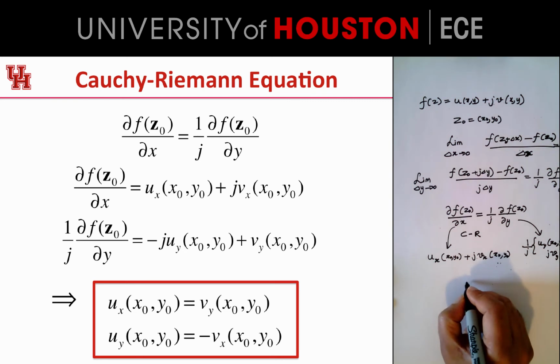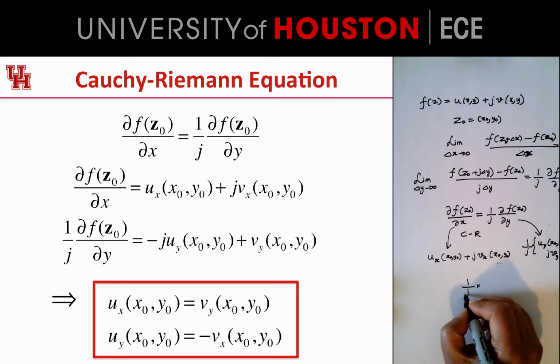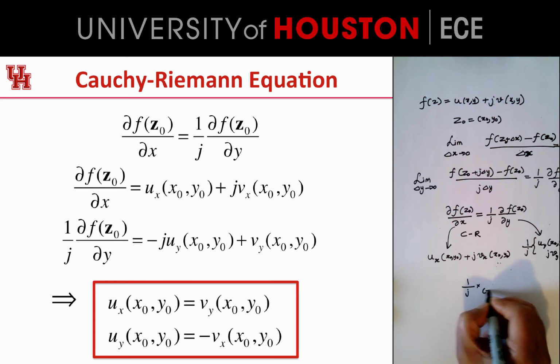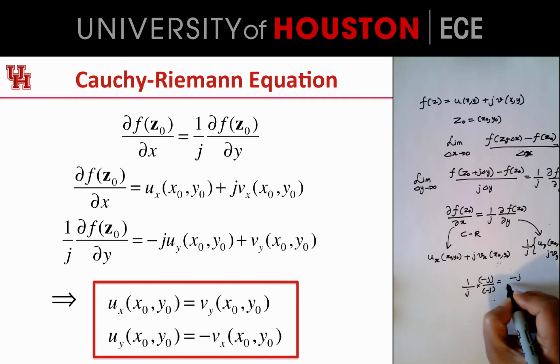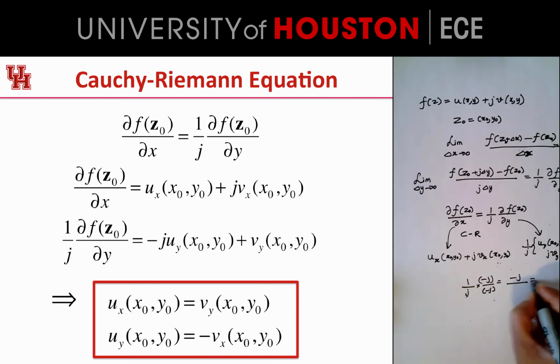So what is 1 over j? In order to get that, you multiply the numerator and the denominator by the complex conjugate of this, remember? So it's minus j, and you got minus j. So you get minus j divided by j times minus j, which is plus 1. So this is minus j. So this right-hand side is what you see on the screen. So this is minus j times uy, plus vy of xy, x naught, y naught. Okay, so let's write that.